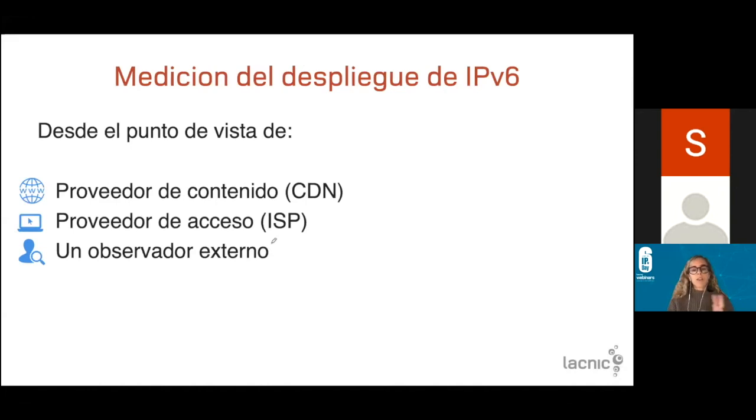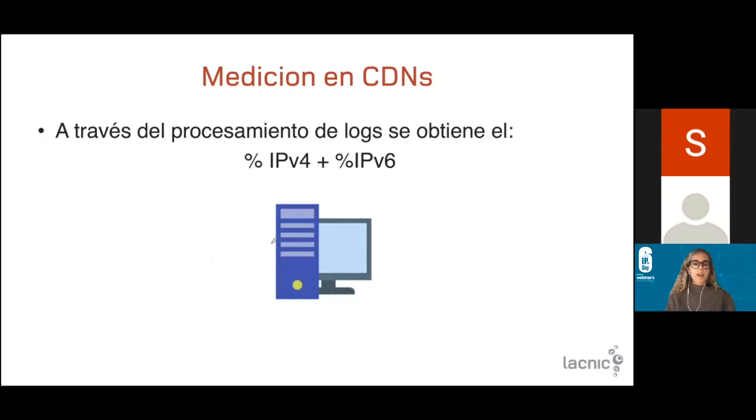So some measurements of a deployment of IPv6, we have seen in other places. These are more public measurements. You can see it by the content provider or the access provider, the ISP, or also through an external observer. There are different methodologies to see each. From the side of the content provider, they usually publish them. Then we're going to see Google, Akamai, and the access provider, they should also publish it. Sometimes they do, sometimes they don't. And in the case of the external observer, there are different methodologies to take the data, but they are specific.